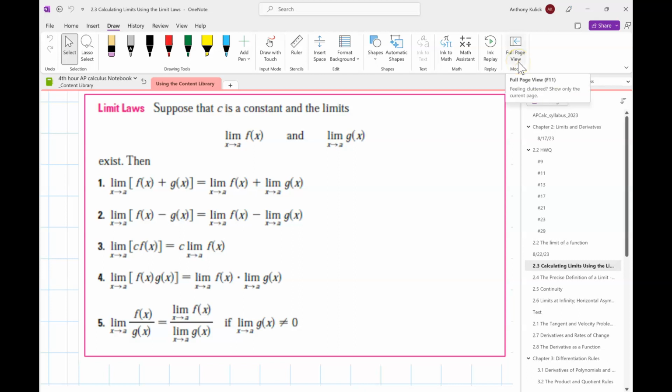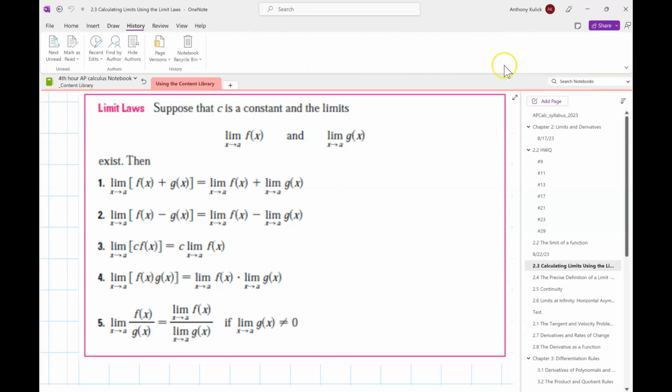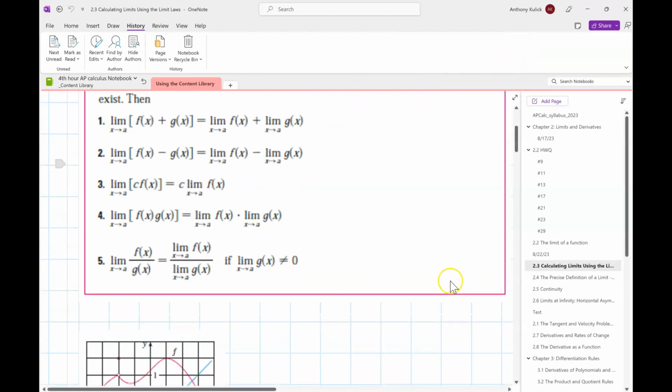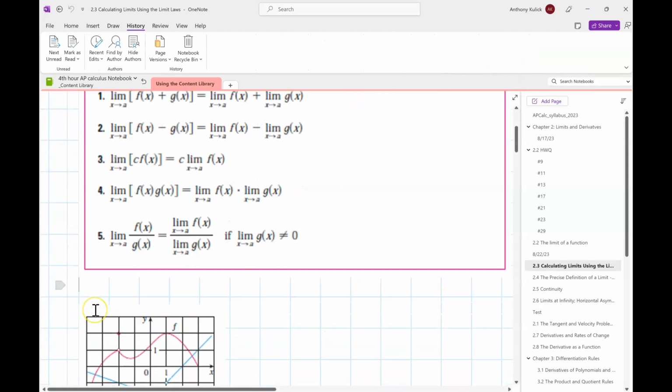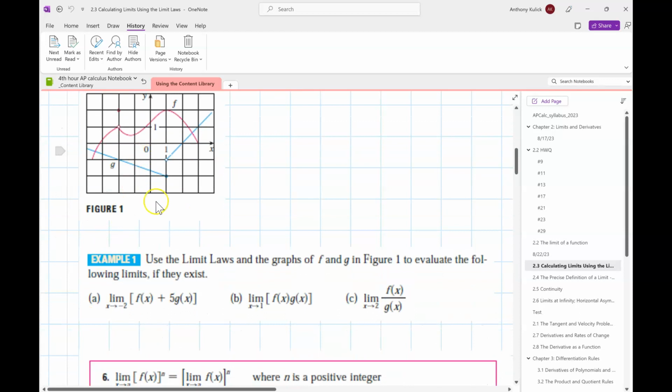Everybody okay so far? All right. So let's look at an example here. Here we have two functions that I've defined graphically. The pink one is f of x and the blue one is g of x. And we're going to use this graph to evaluate each of these limits down here.